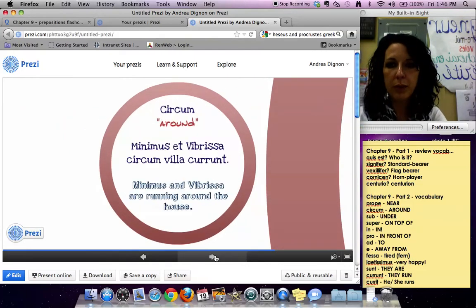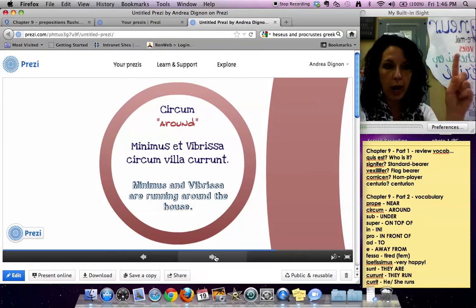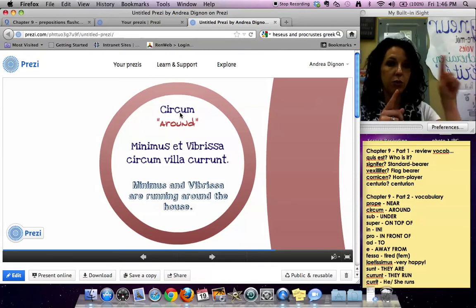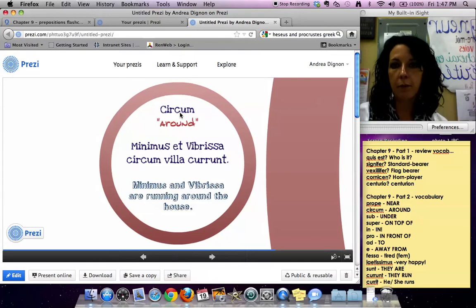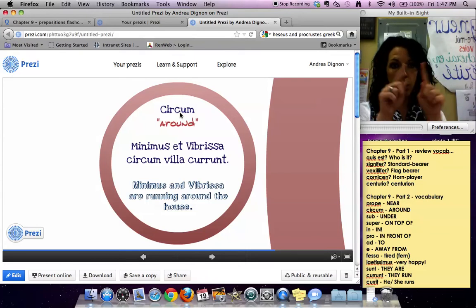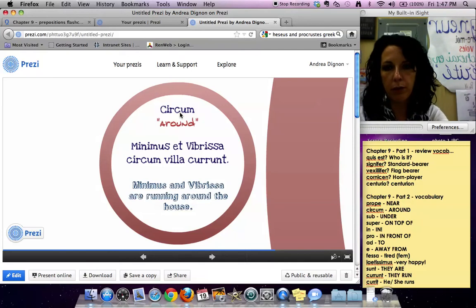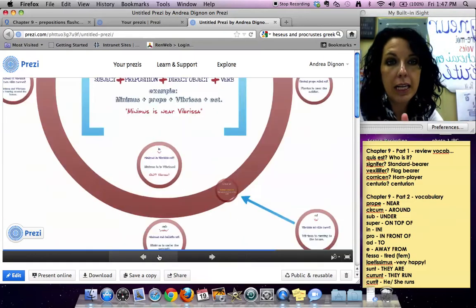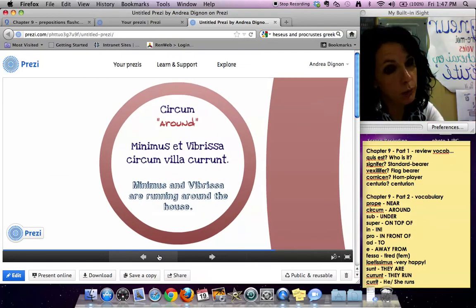Circum. Circum means around. Minimus et vibrisa circum villa curunt. Minimus and vibrisa are running around the house. Guys, look at that word circum. Think of the circus. Circus is supposed to be like this round tent, right? Think about circumnavigate. To circumnavigate is to navigate around something. Circumference, the measurement around a circle, okay? So super important for you to remember that one. Circum, around. I mispronounced that. Let me go back. Circum, around. Okay.